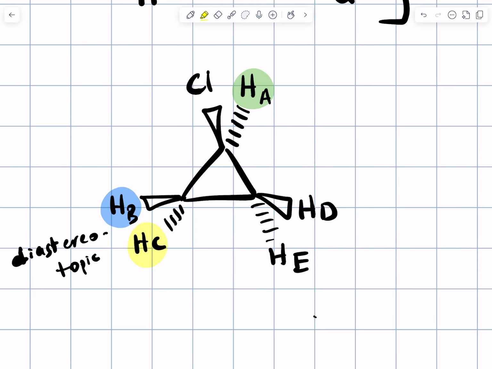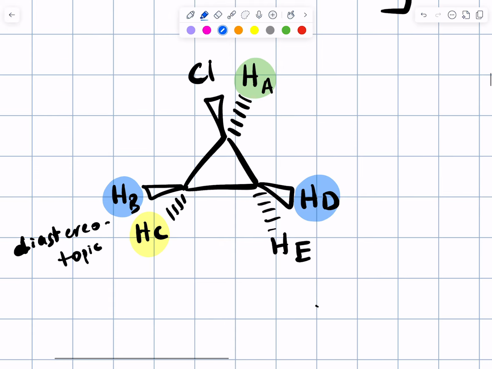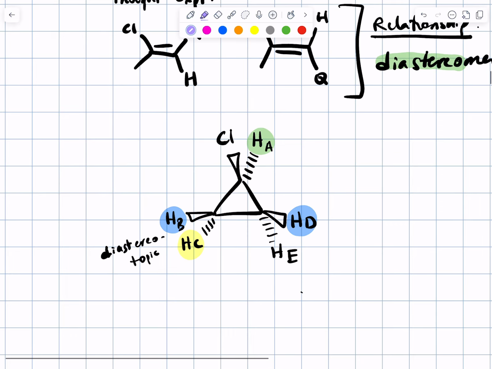Okay, they are the same. What symmetry operation makes them the same? There's a mirror right there. What's on the left is a reflection of what's on the right. The mirror coincides with this chloro, this hydrogen, and that carbon, and it splits these two carbons in half.